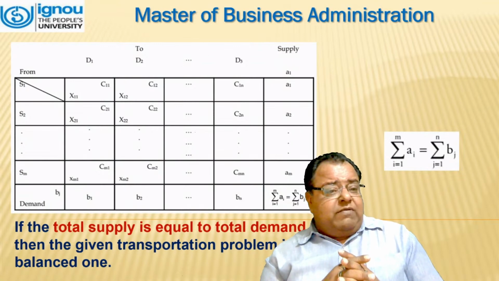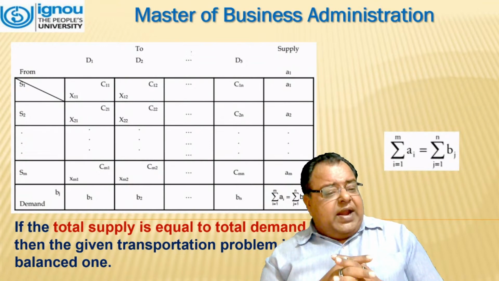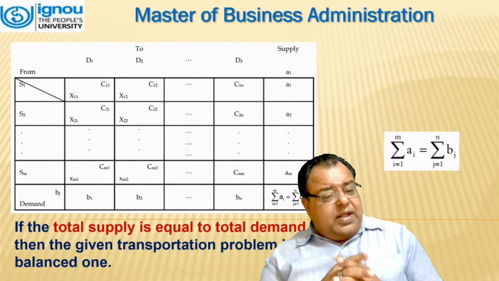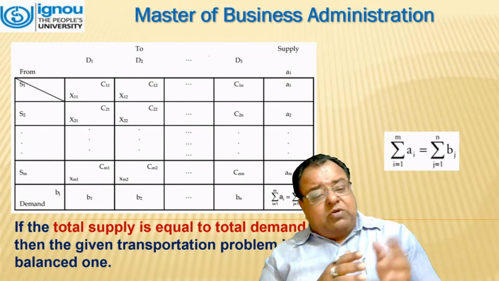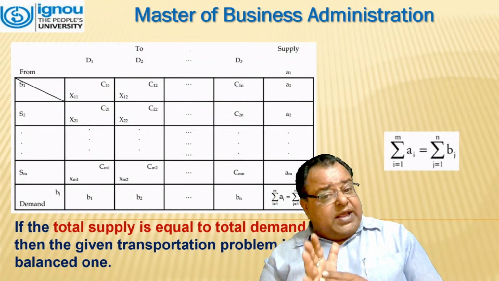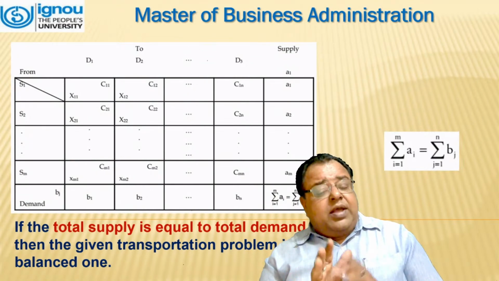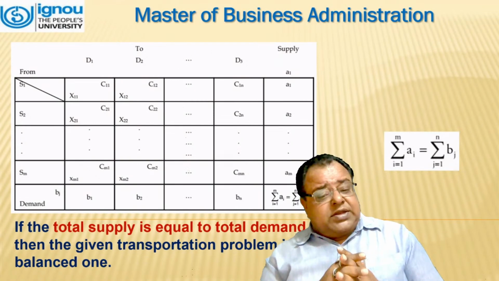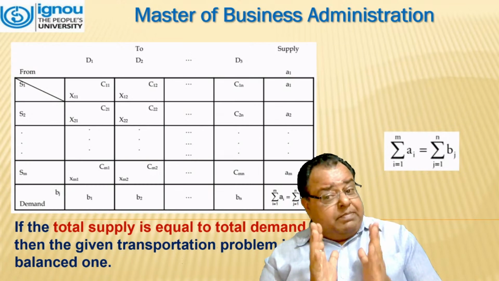What we will be doing is adding all the values of column 1, that is D1, and it will be B1. D2, it will be B2. When we add all these along with the supply, that is A1, A2 till Am, numerically these values are equal. If the total supply is equal to total demand, then the given transportation problem is a balanced one.